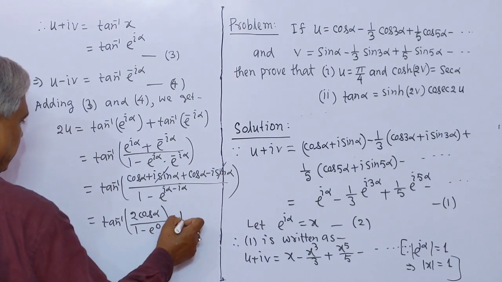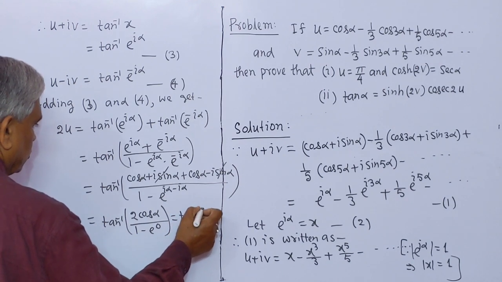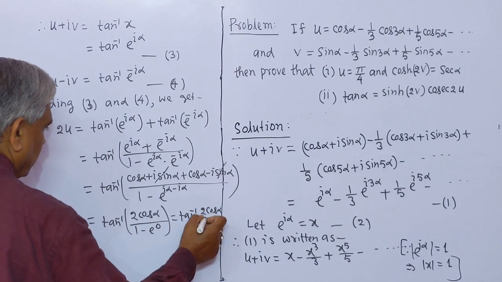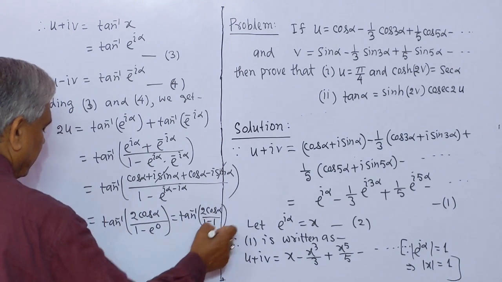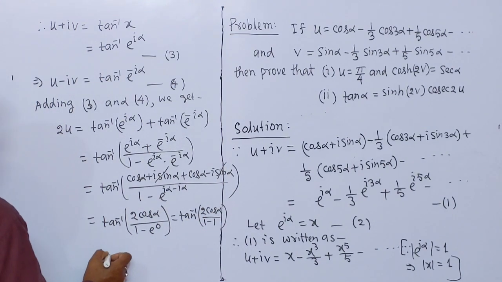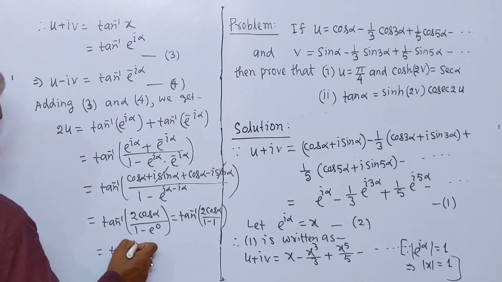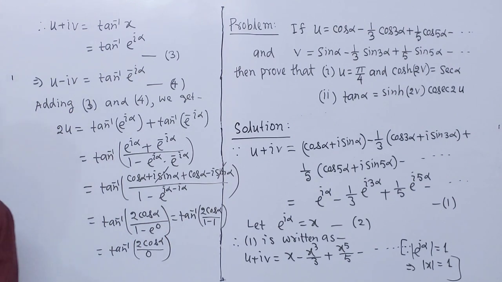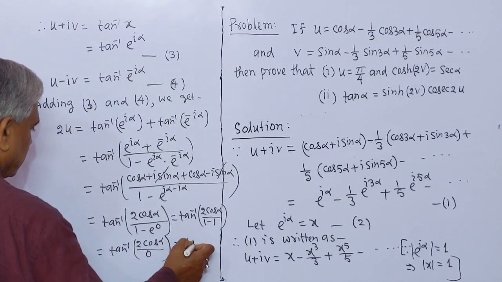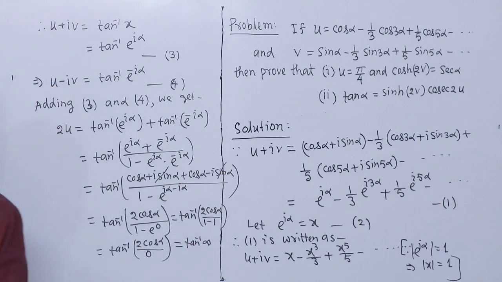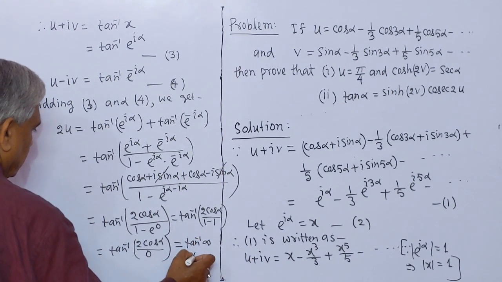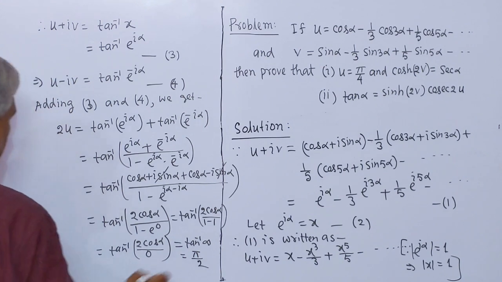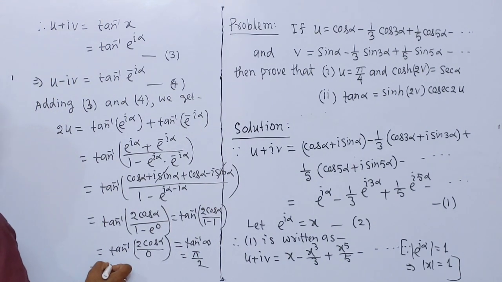This is equal to tan inverse 2 cos alpha by 1 minus 1. This is equal to tan inverse 2 cos alpha by 0. This is tan inverse infinity. This is equal to pi by 2. Implies that u equal to pi by 2 by 2, which means pi by 4. This is number 5.